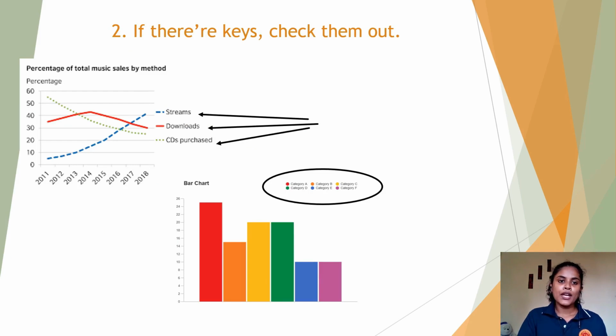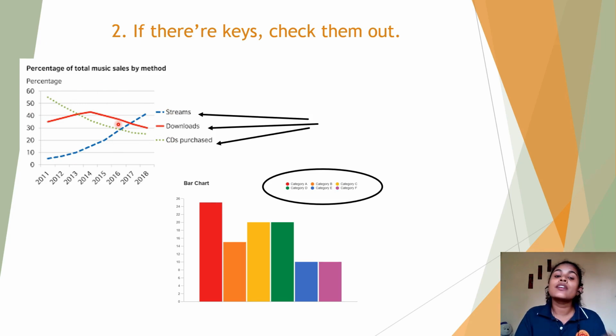In the second step, if there are keys, we have to check them out. What are the keys? We usually say keys in terms of line graphs, bar graphs, and also pie charts. So let's forget about the line graph, but just to make sure that you understand what the keys are, I will use this line graph as well. You can see there are a red line, a green dotted line, and a blue dashed line. In these lines, we should understand what they are.